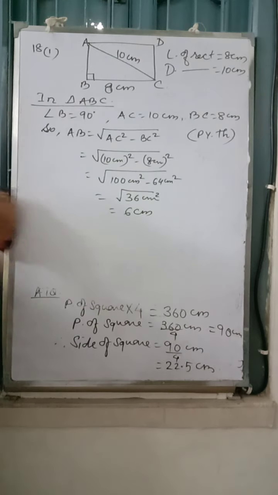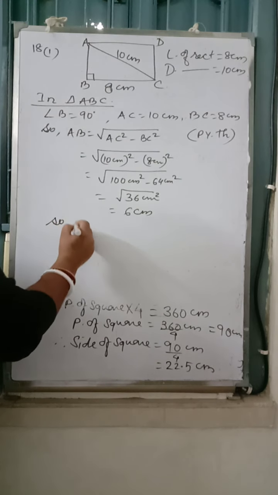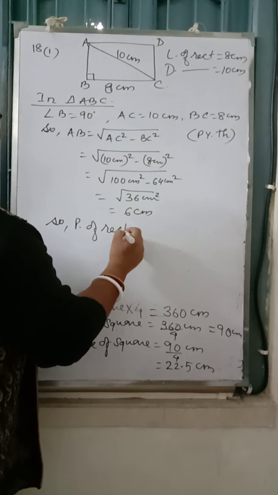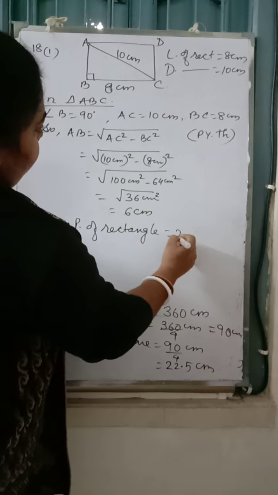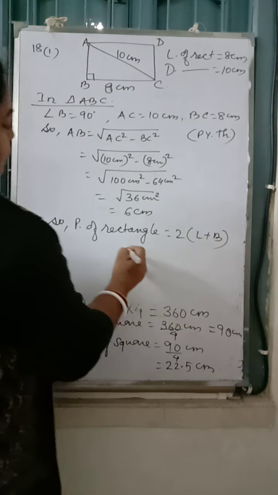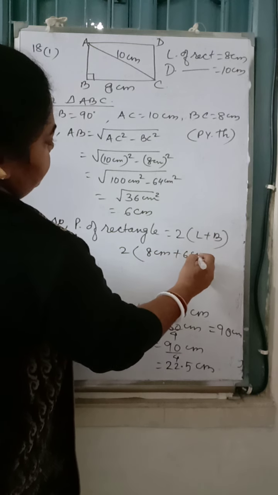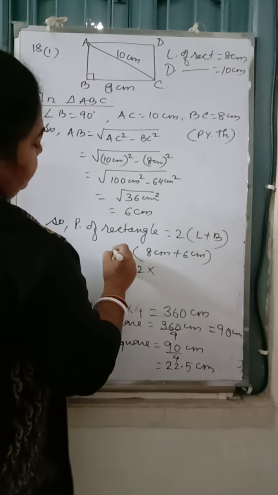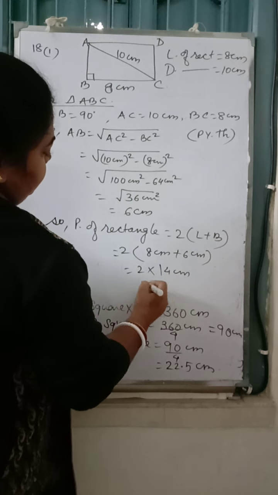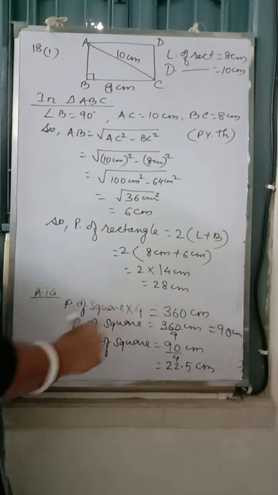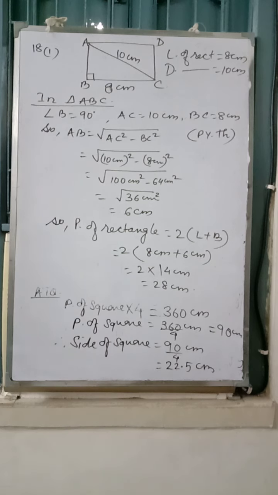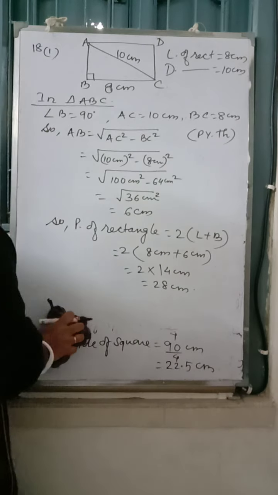So the perimeter they have asked you to find. So perimeter of rectangle is 2 into L plus B, or 2 into L we have 8 centimeter, B we have got 6 centimeter, or it is 2 into 14 centimeter or 28 centimeter is the perimeter of rectangle we found. Is it? 18.2 you have to do. I am not going to do it. 18.2 is a homework.